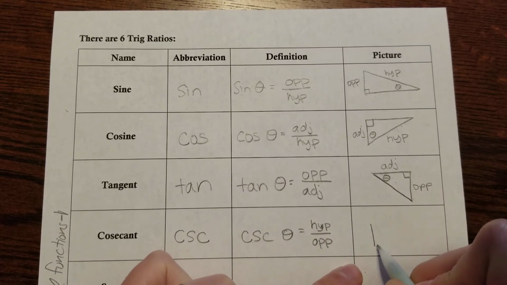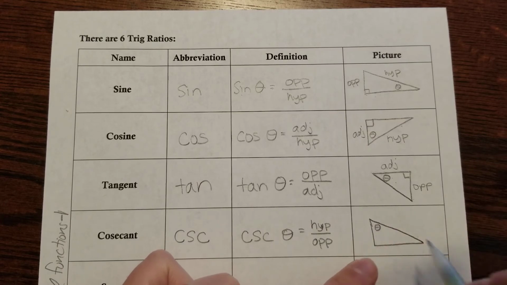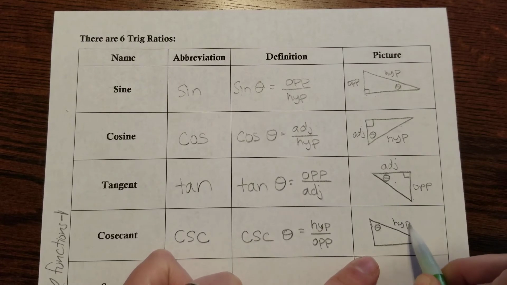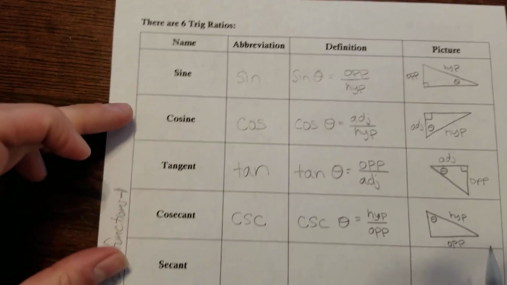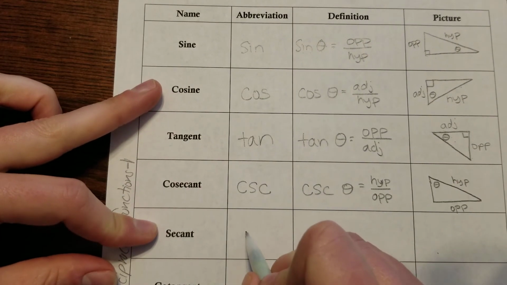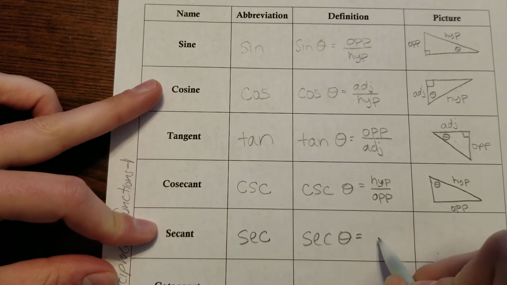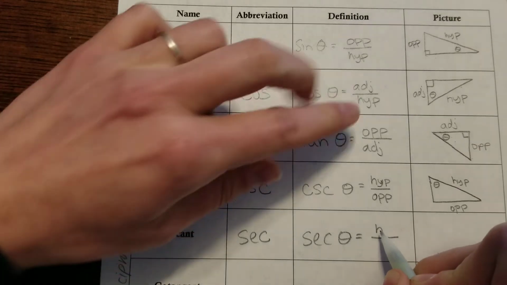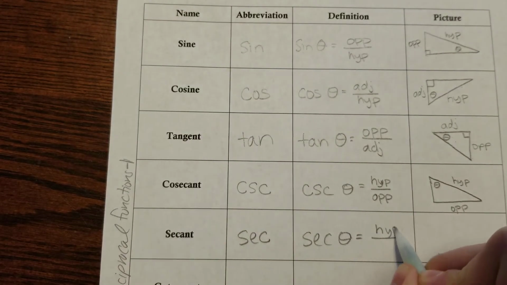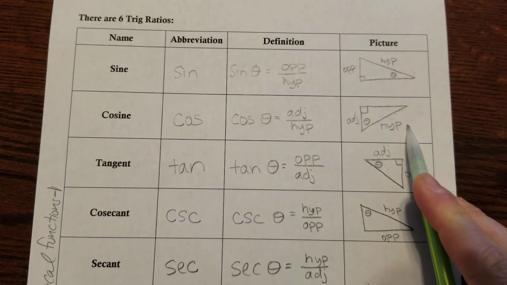I can draw my picture differently though if you want, so I'll put theta in a different spot this time. So opposite and hypotenuse would still be these two sides here. So I would be using those two sides. Now secant is the reciprocal of cosine. So secant is abbreviated SEC. So the secant of theta is going to be hypotenuse. We're going to flip this guy over. Hypotenuse over adjacent. And its picture would look the same as cosine.